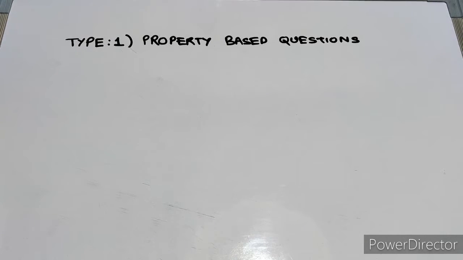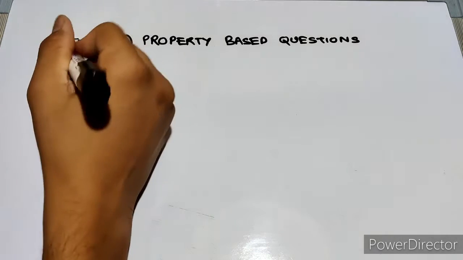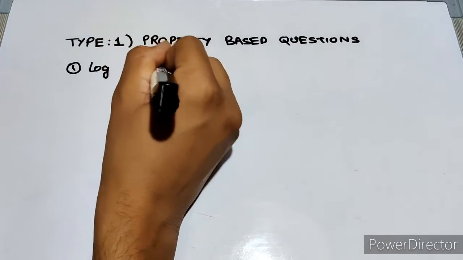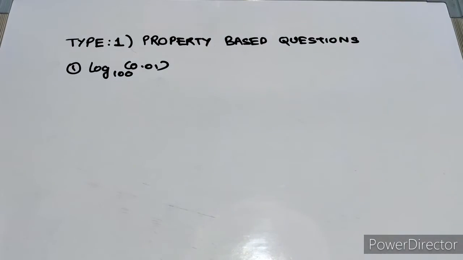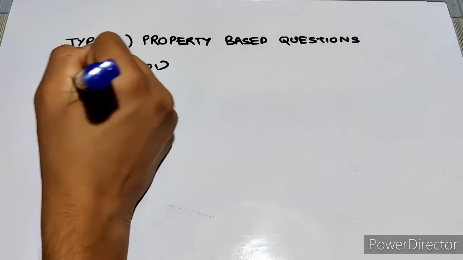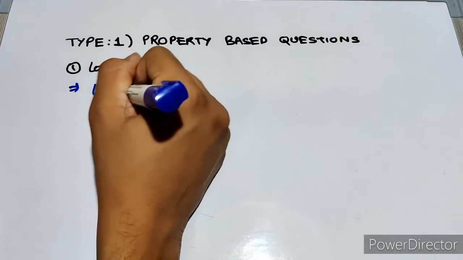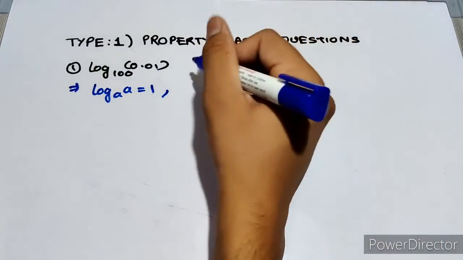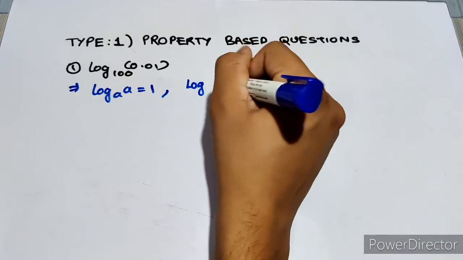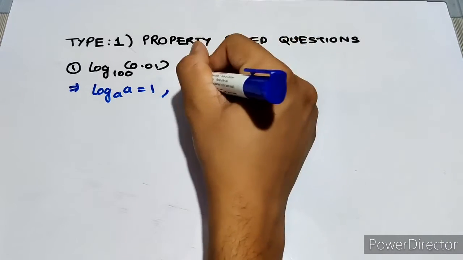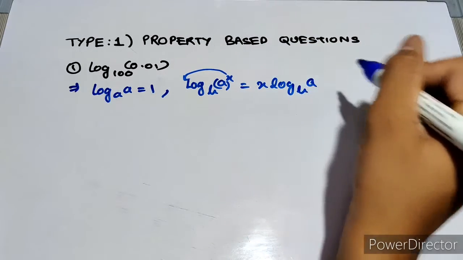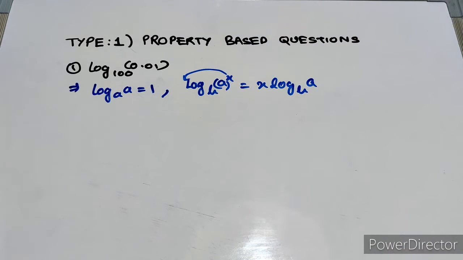So without wasting any time, let us look at the type 1 questions, the property based questions. The first question in this type is log of 0.01 to the base 100. To solve this question, we basically need two properties. The first one is log of a to the base a is equal to 1, and the second one is that anything in the power of the argument comes out as a multiplication. Like if it's a to the power x base b, then x comes out, so it will be x log a base b.